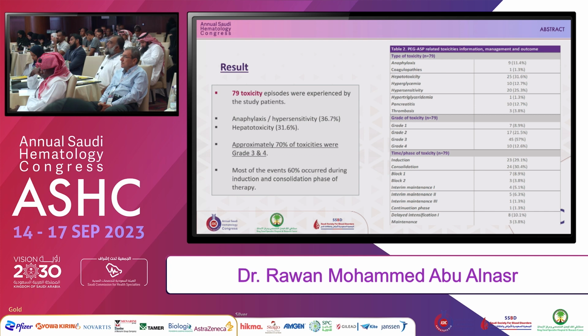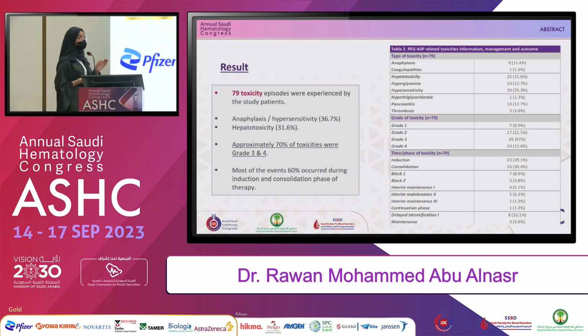Actually, we found the prevalence of Peg-asparaginase toxicity in the period of 3 years reached up to 41% in our patient population, with anaphylaxis, hypersensitivity, and hepatotoxicity being the most prevalent toxicities. 70% of those toxicities were grade 3 and 4 and occurred mainly during the induction and consolidation phases of therapy. The majority of these toxicities were managed supportively without permanent discontinuation of Peg-asparaginase, except for pancreatitis, which led to complete deletion of Peg-asparaginase from the treatment plan.